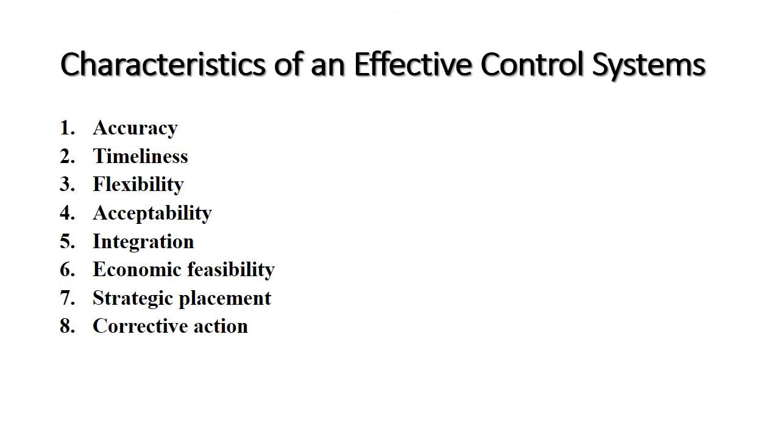Next, we can see some of the characteristics of an effective control system. Some of the characteristics are accuracy, timeliness, flexibility, acceptability, integration, economic feasibility, strategic placement, and corrective action. So what is actually accuracy? Accuracy, from the word itself, accurate information is essential for effective managerial decisions. So the data and information should be accurate. Inaccurate controls would divert management efforts.